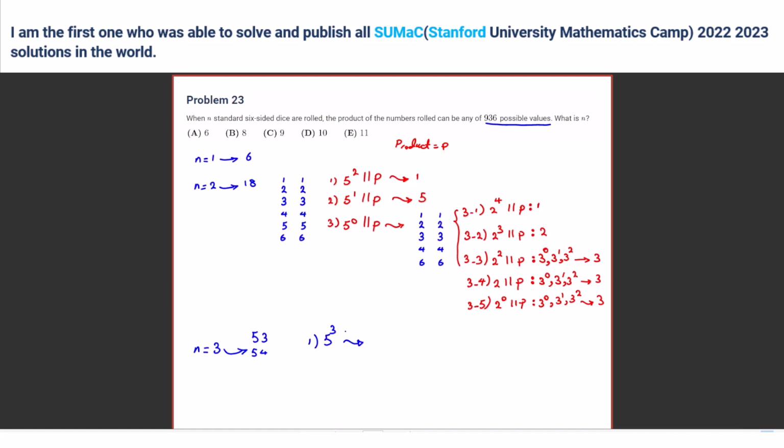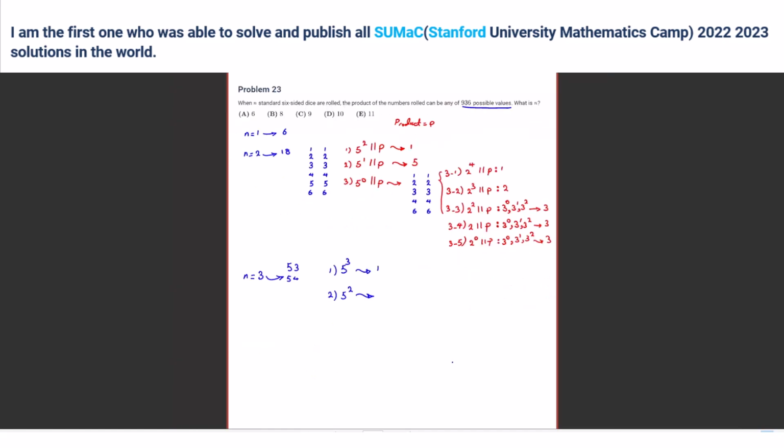So for 5 cubed, how many cases do we have? For 5 cubed, that's one case. For 5 squared, how many cases? 5. For 5 to the 1, how many cases are there? 25. How many? 25. No. This part is wrong. Calculate this one again.